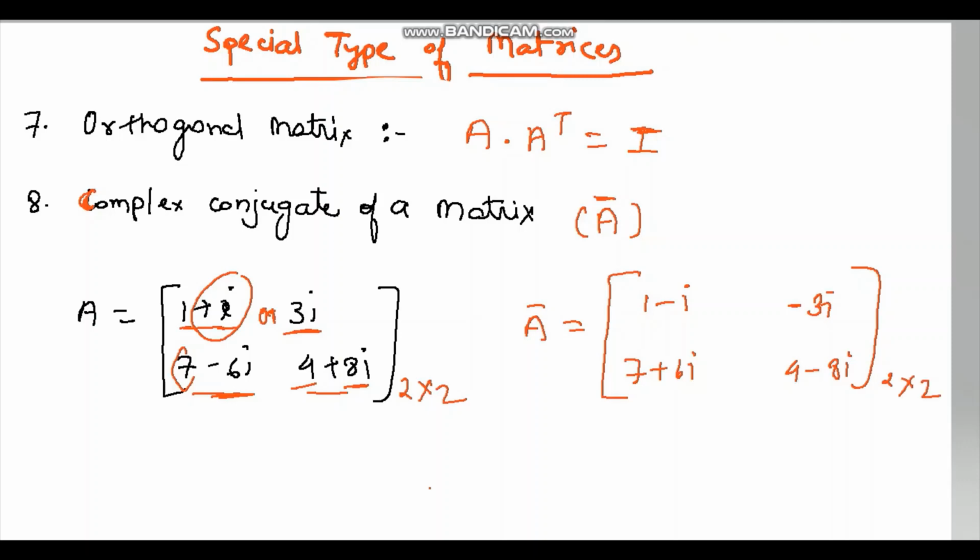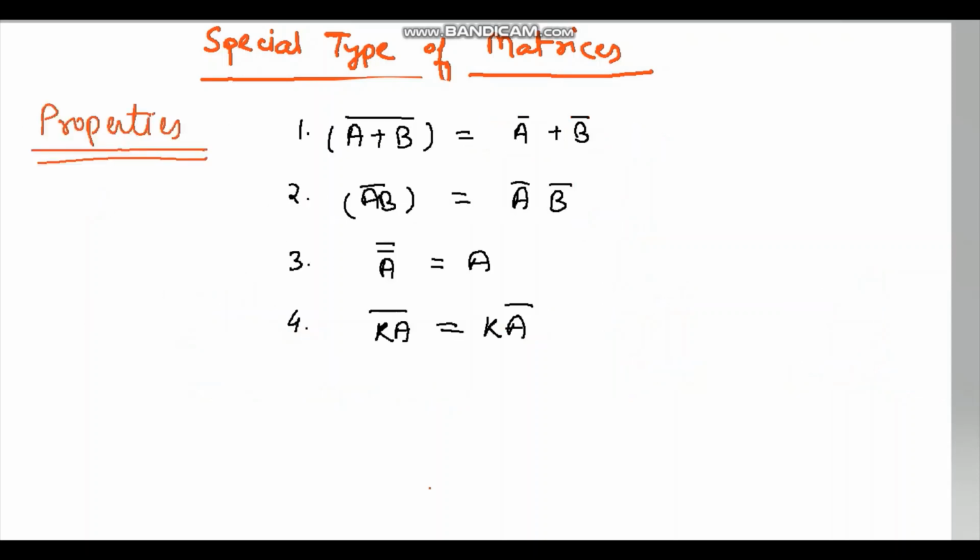Okay, next we will see some properties of the complex conjugate of a matrix. Let us see some properties. If (A plus B) whole bar is given, then we can write it as A bar plus B bar individually. Next, (A into B) whole bar can be written as A bar into B bar. (A bar) whole bar can be treated as only A. Similarly, if some scalar k is given, (kA) whole bar can be written as k into A bar.